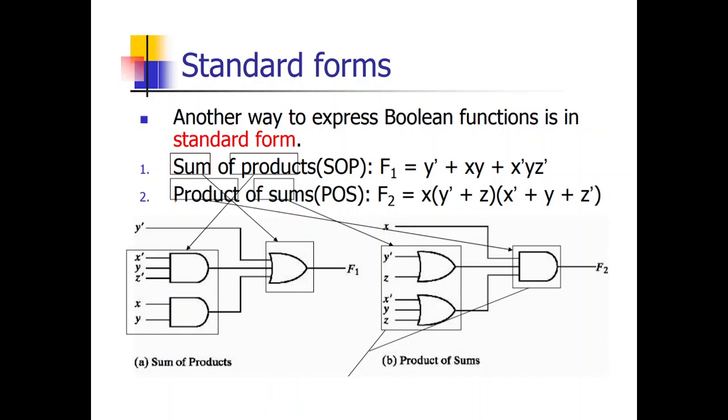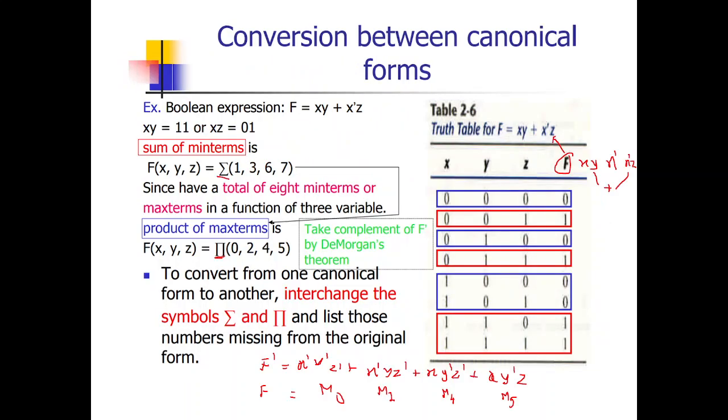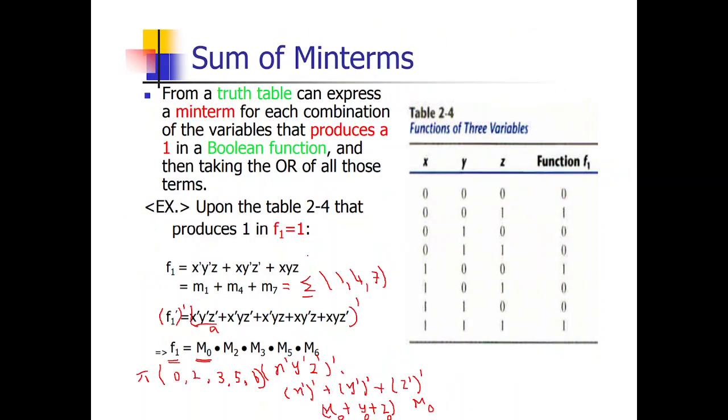Next is standard form. So far we have discussed canonical form. In canonical form, all the terms in the function consist of all the variables. So no term is missing any variable. Here it is a 3 variable Boolean function. This is one term, and it consists of all 3 variables. Then this is the next term, and it consists of all the variables. Similarly, each and every term in the canonical form consists of all the variables, right?